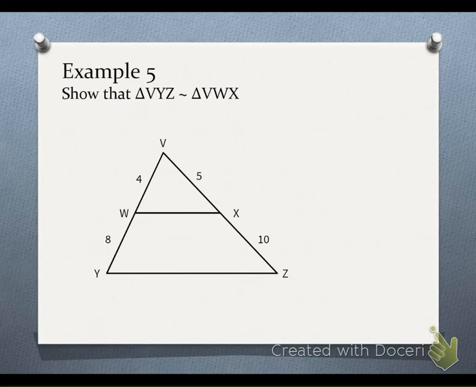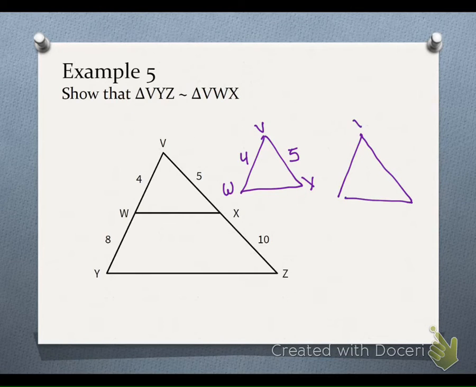Okay, so our first part here is you see you have 2 triangles. You have a small triangle, and if you get rid of this middle line, you see you have a big triangle. Sometimes that can be confusing, so I recommend that you draw 2 triangles off to the side so you can see them. So we have W, V, X, and I know this side is 4 and 5. And then over here we have V, Z, Y. And I'm going to try to look at both of those pictures to form what I'm going to be doing.